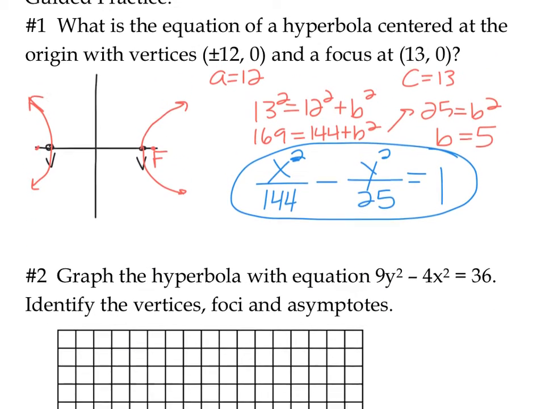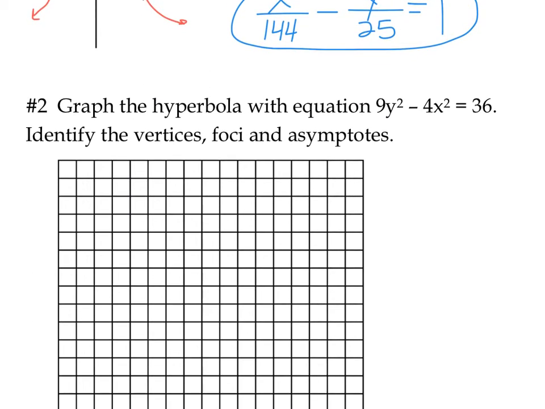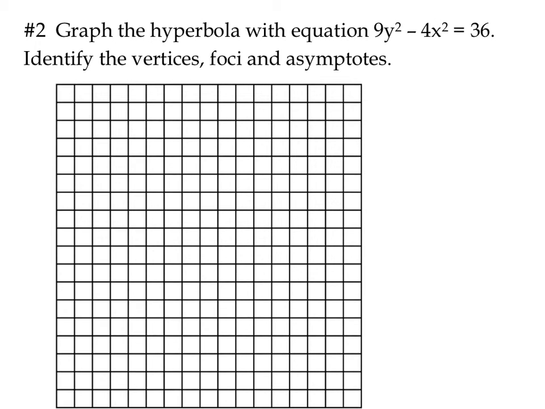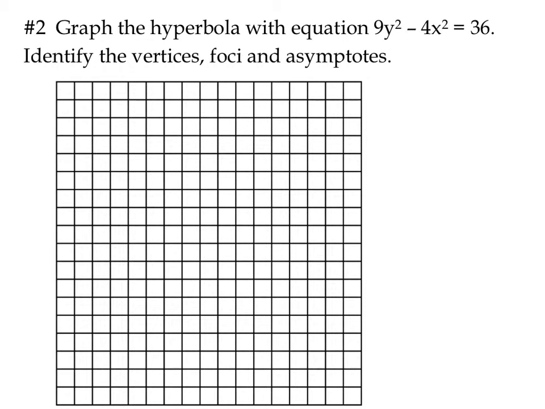So we're going to graph this hyperbola. One thing we'll notice as we look at this is that it's not equals 1, so we need to correct that. We need to fix that and set this up equals 1, so we need to divide everything by 36. Everything by 36. So we're going to have y squared over 4 minus x squared over 9 equals 1.